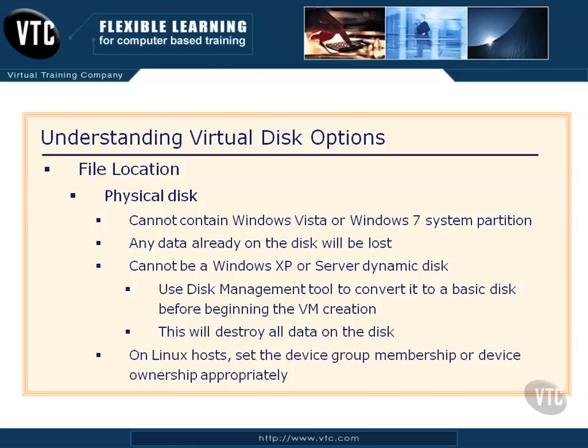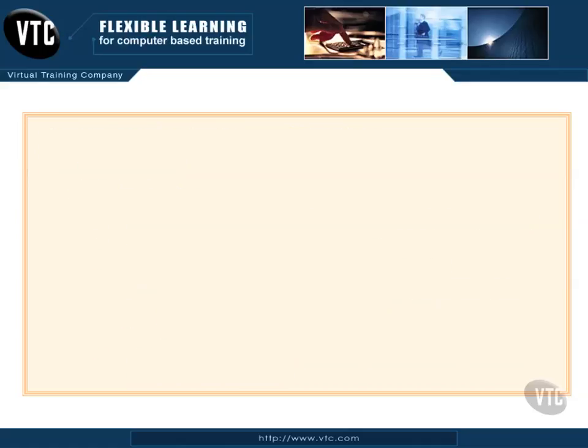On a Linux host, you want to make sure that you set the device group membership or the device ownership appropriately on that physical disk so that the users on the virtual disk can actually access files on that separate physical disk. Now, a separate physical disk in certain conditions can give you better performance for all the same reasons that separate physical disks always do anyway. But again, just watch for these gotchas when you try to set that up.